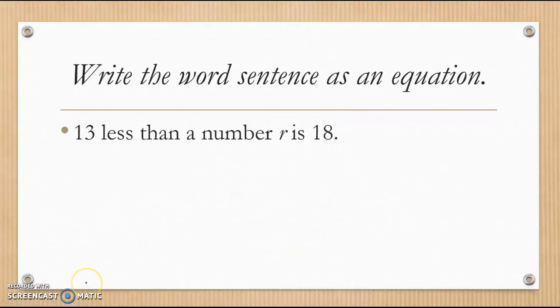13 less than a number r is 18. So again, I'm going to circle my is, an equal sign. And then I see this phrase less than, I know that's subtraction. But with that less than phrase, that's a little bit tricky for subtraction. So we want 13 less than whatever r is. So we're going to take our value of r and we want 13 less than that. So we're going to take r and subtract 13 from there and set that equal to 18. Again, no solving necessary. We don't need to solve for the variable. We just want to translate our word sentence into an equation.